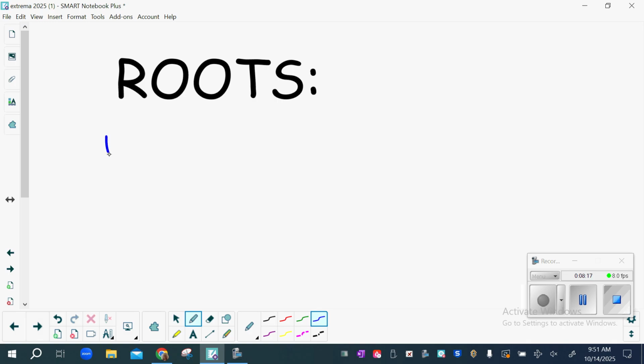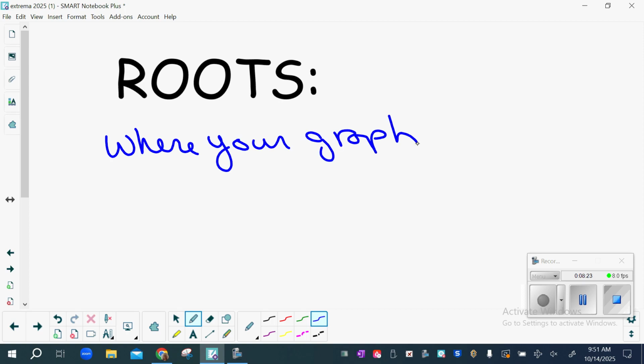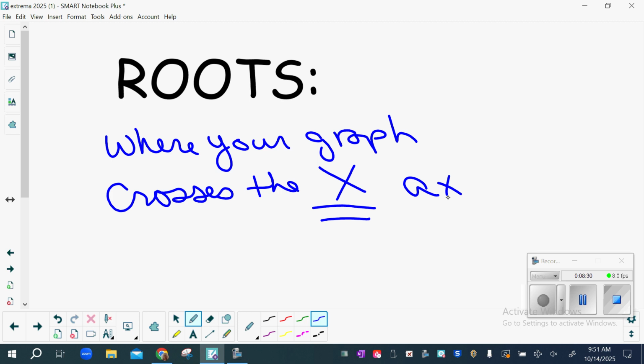It is where your graph crosses the x-axis. Those are called the roots. That matters in the next chapter. That's where we get our answers from, right?